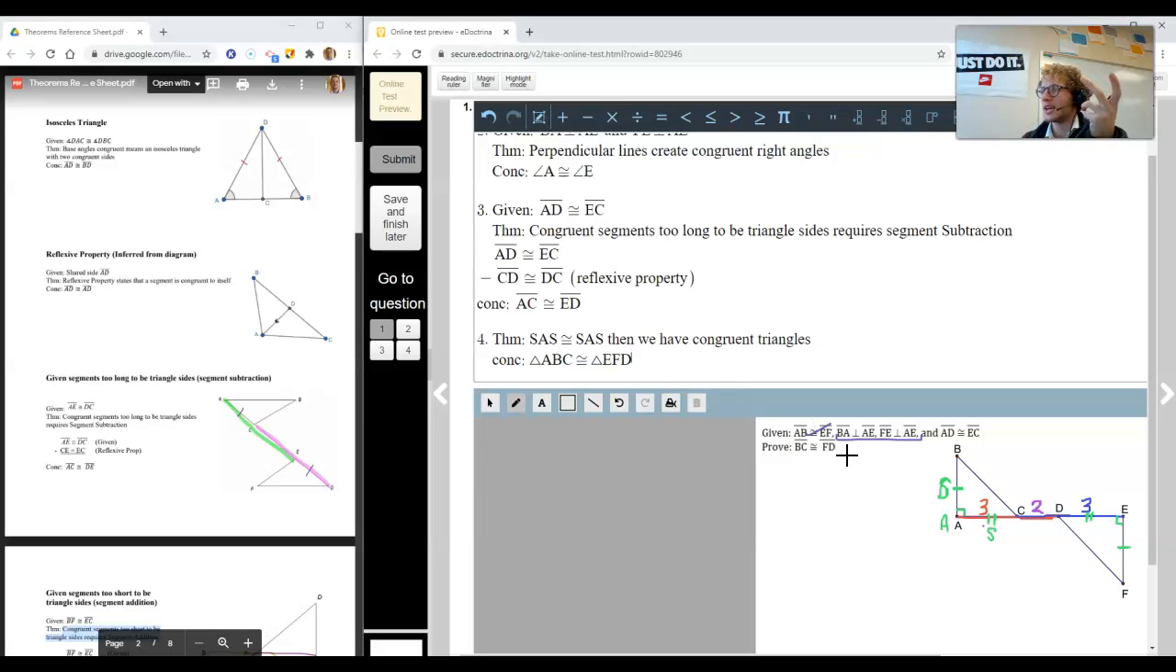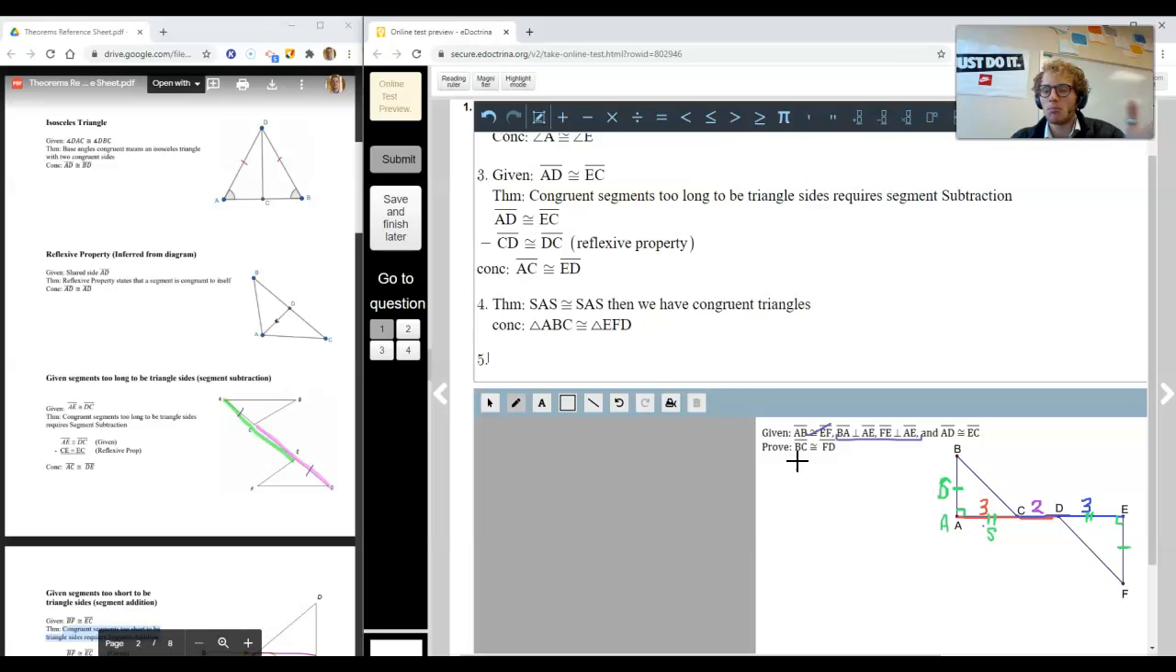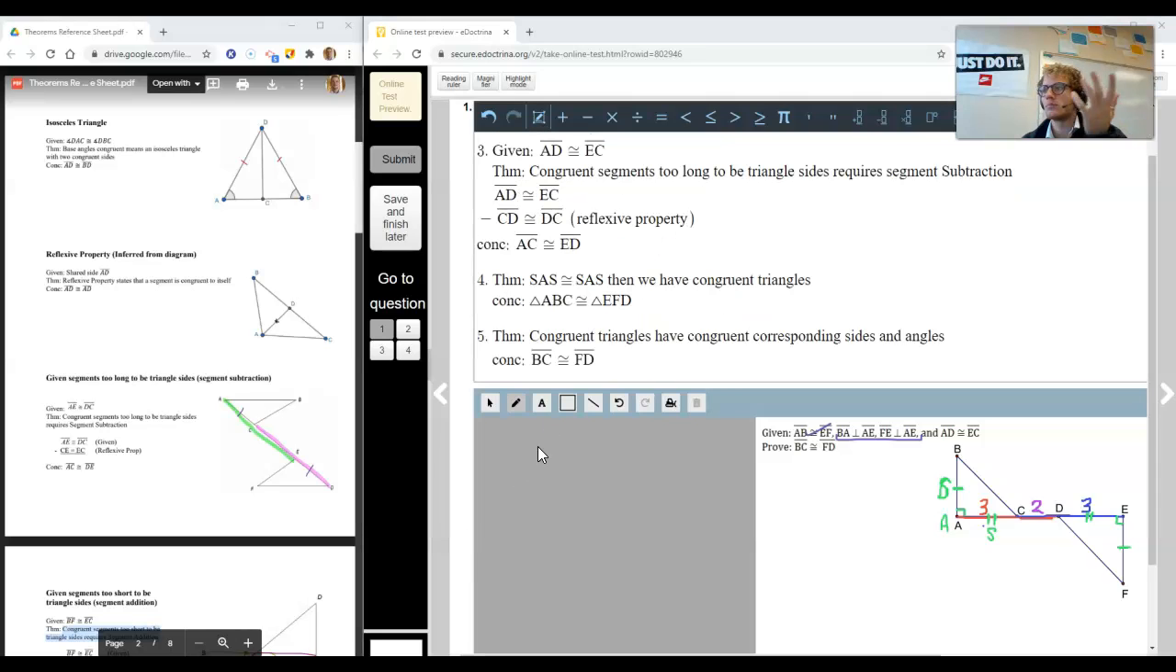Alrighty, we're not done yet. We still had to prove this last piece congruent. So for our step 5, you should copy down the theorem, find it in the sheet, and see if you get the same as me. And there you have it: congruent triangles have congruent corresponding sides and angles. So our conclusion is that BC, which is the hypotenuse here, is congruent to FD, which is the hypotenuse here.